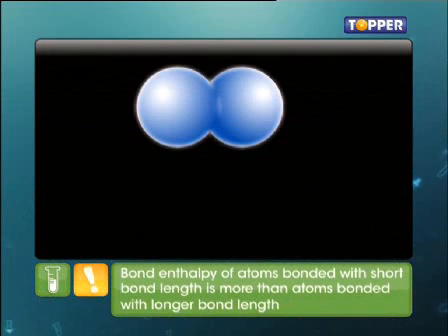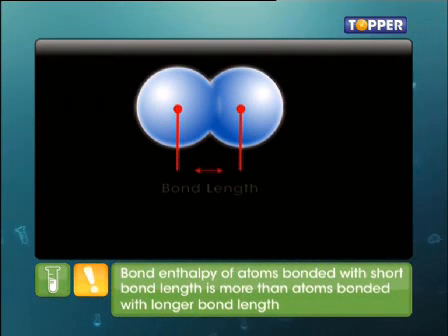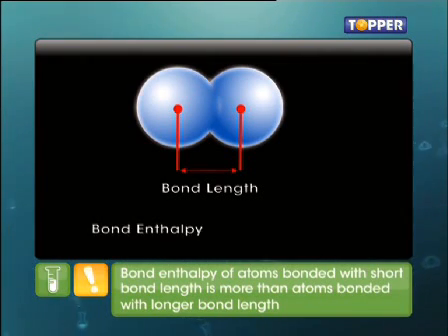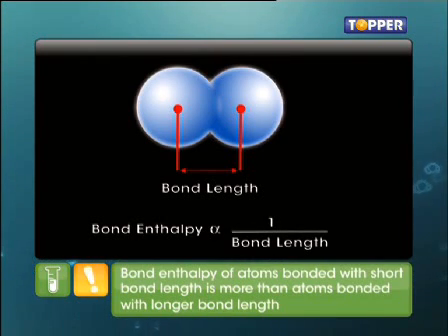In the case of atoms too, atoms that are bonded closer have a shorter bond length and are difficult to break. In other words, the bond enthalpy of atoms with short bond length will be more than that of the atoms with longer bond lengths.